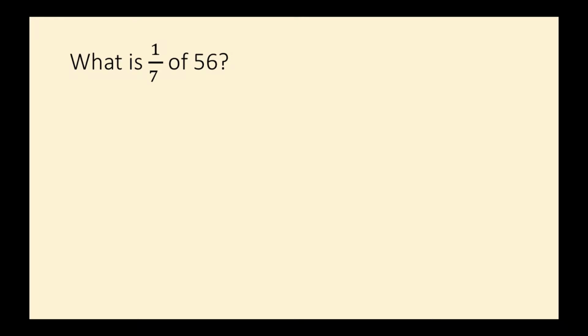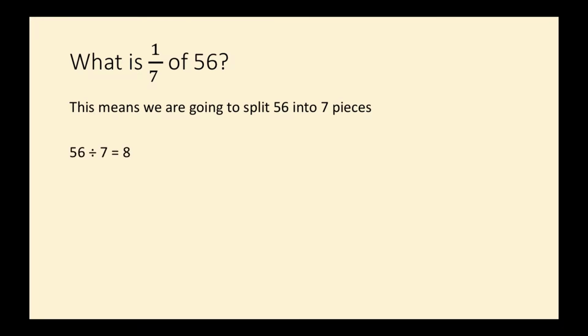How about a seventh of 56? This means we're going to split 56 into 7 pieces. 56 divided by 7 is 8. Now, this would be easier if you do know your times tables, so please revise them and watch some of our videos on little tips and tricks on how to learn your times tables really fast. So 1/7 of 56 is 8.